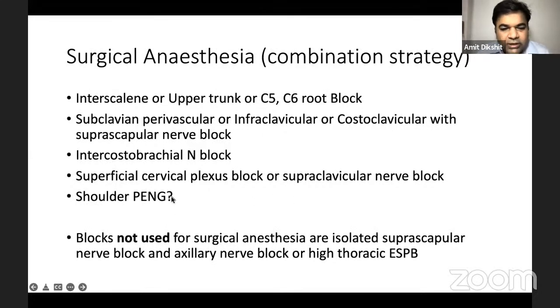Shoulder PENG, 2 case reports. It has been used for surgical anesthesia in a selected group of patients, but we are not sure. It is still an evolving block. And the blocks which cannot be used for surgical anesthesia are probably ESP block or isolated suprascapular or axillary nerve block, because we miss many other parts like the lateral pectoral and the subscapular nerve.